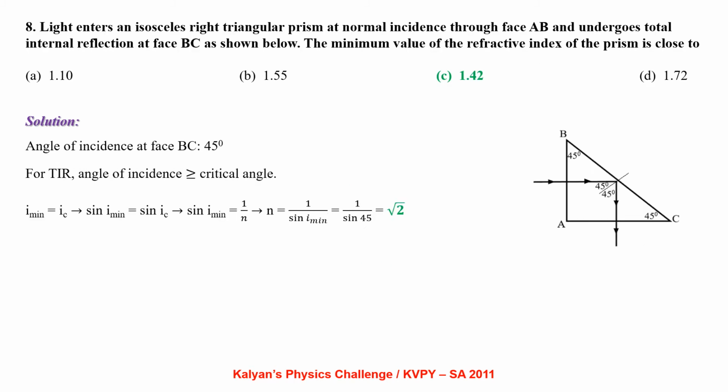Light enters an isosceles right triangular prism at normal incidence through face AB and undergoes total internal reflection at face BC as shown below. The minimum value of the refractive index of the prism is close to. See the diagram. Angle of incidence on face AB is 45 degrees. For total internal reflection to take place, angle of incidence should be greater than critical angle. I minimum is equal to IC. Sin I minimum is equal to sin IC. Sin IC is nothing but 1 by n. So we get n equal to root 2.